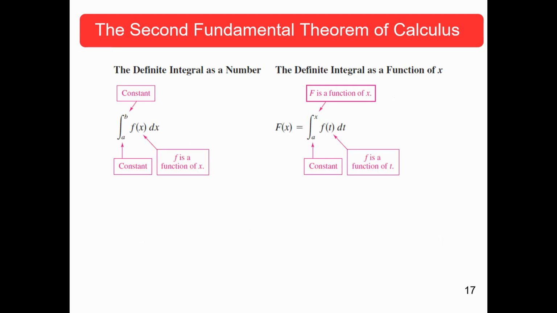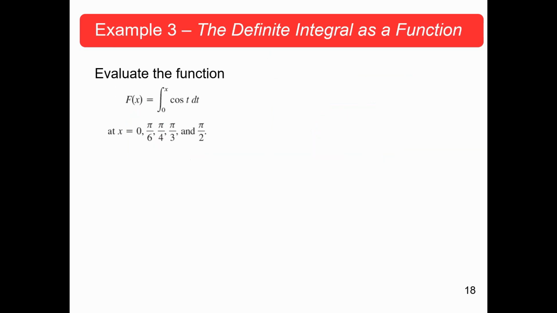So, here we have the definite integral as a number, all right? Here we're evaluating from a to b. These are both constants. F is a function of x, but when I plug in values, I just get a number out. Now, when we look at the definite integral as a function of x, our answer is no longer going to be just a number. We've got x in our upper limit. We've got a function that's in t, but it's going to wind up plugging x into it, right? So that means that our answer will be a function of x. So let's take a look at this.